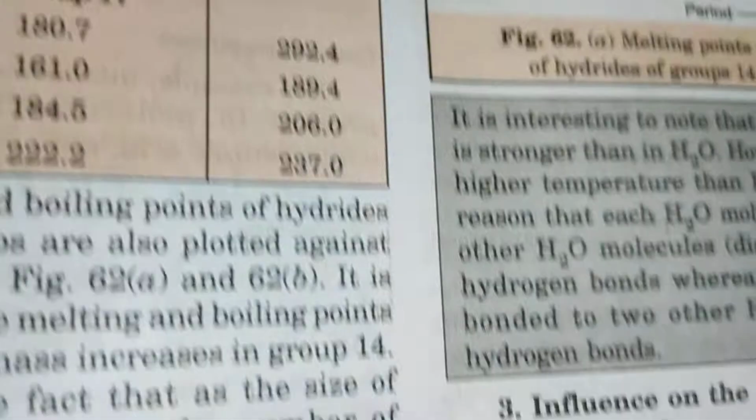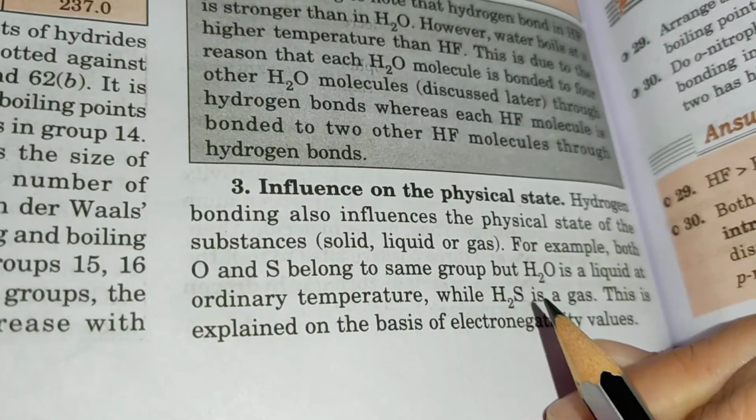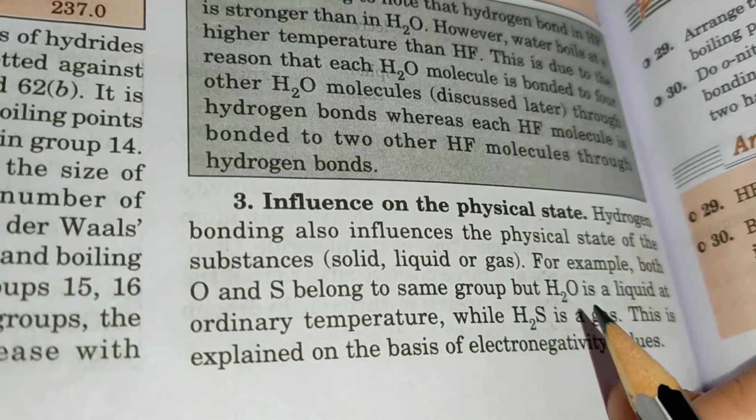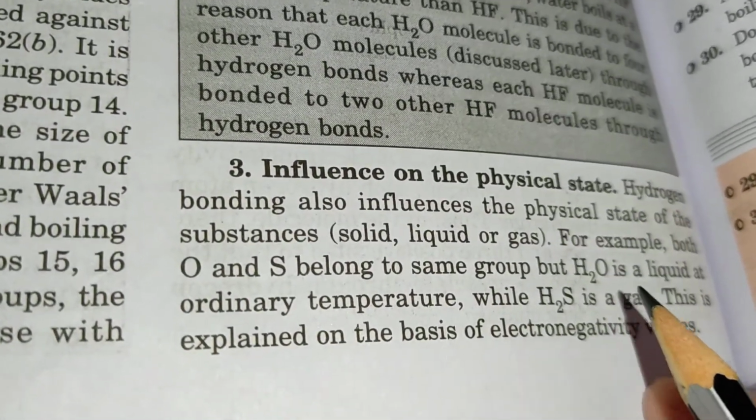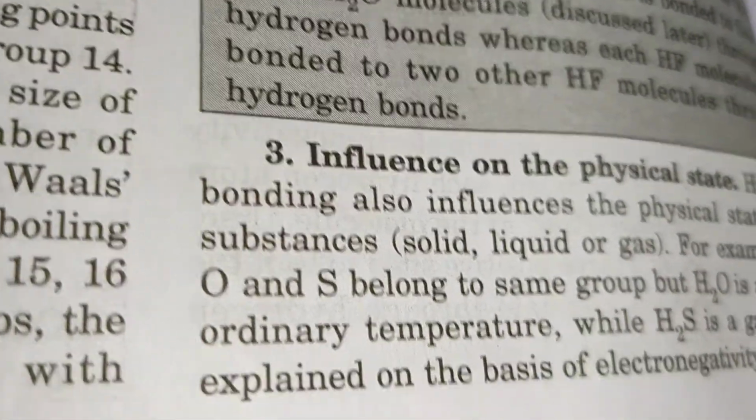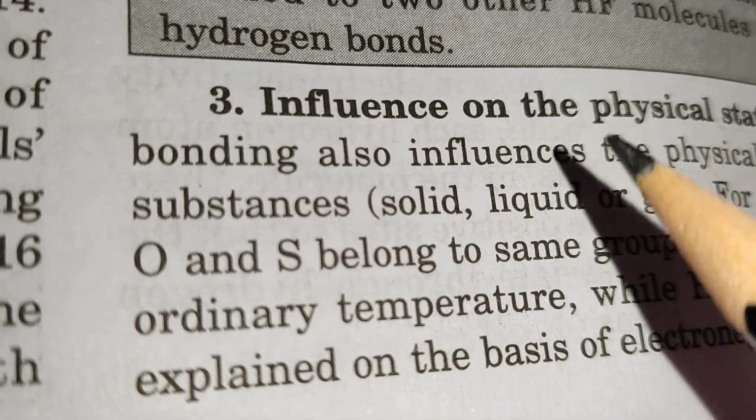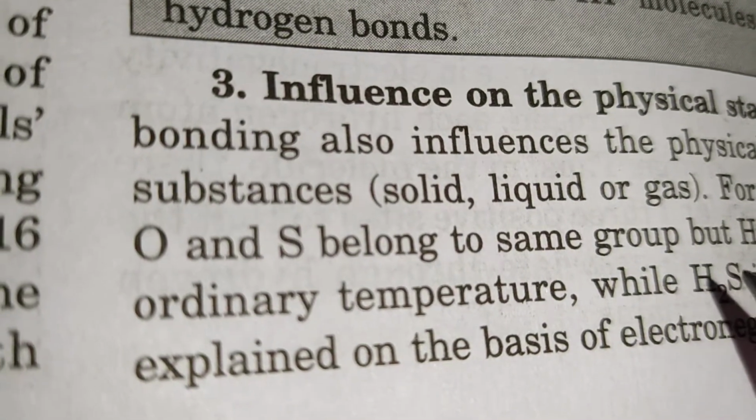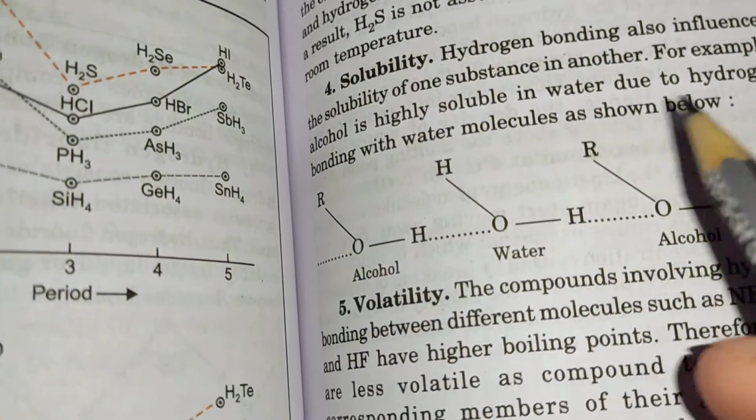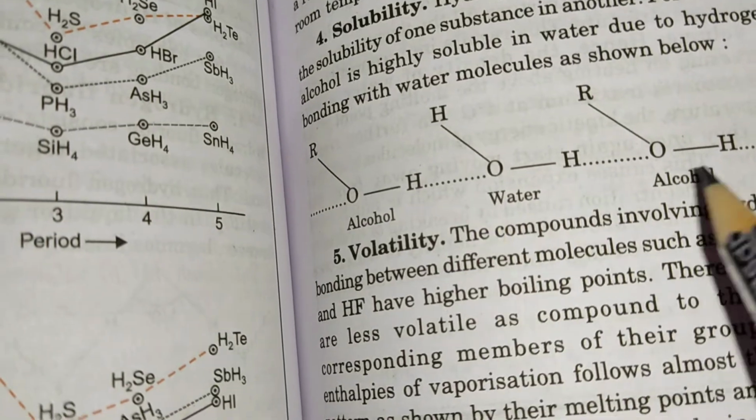Fine. Now we can also see the influence on the physical states. For example, water is a liquid, but H2S is a gas. Okay. Now, why is water a liquid? Because it is having hydrogen bonding, right? Because oxygen is highly electronegative, as a result, it can form what? Hydrogen bond. And so we can see the influence of hydrogen bonding on the physical states also. As a result of this hydrogen bonding, the solubility increases. For example, alcohol and water, they are soluble just because of their hydrogen bonding.